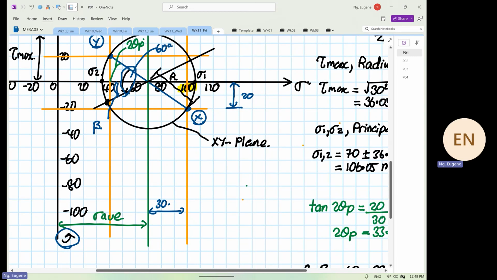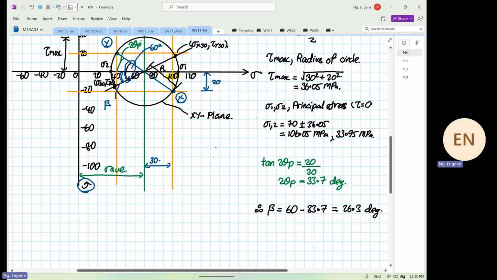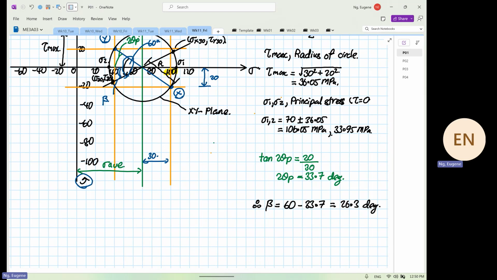At the end of the day, what we are trying to determine is, at this point, a coordinate system which is our normal stress 30 and our shear stress 30. Then we also want to determine what is on the other point, which is our normal stress x30 and our shear stress y30. This is what we are trying to determine. So now we have the beta angle of 26.3 degrees, and we also know our geometry in terms of length.